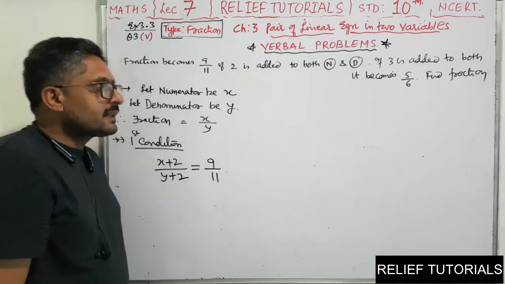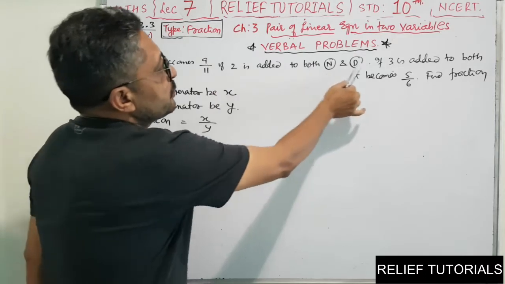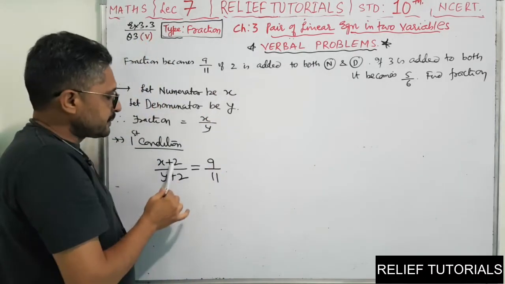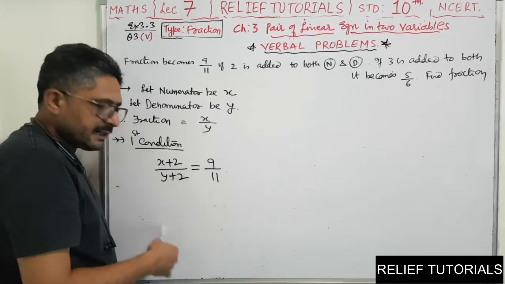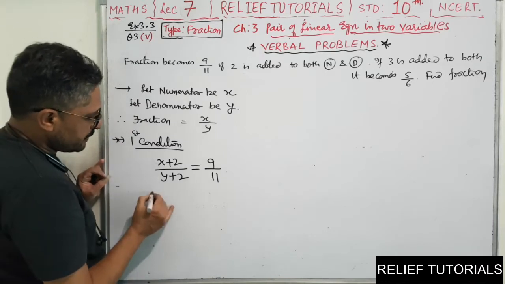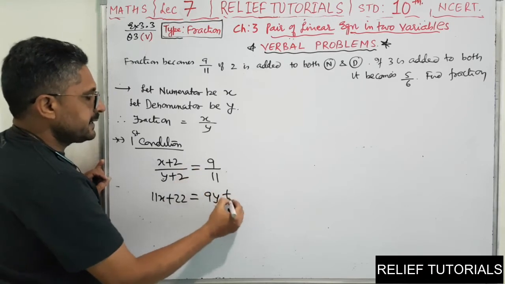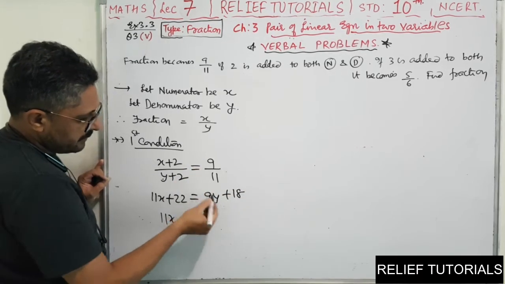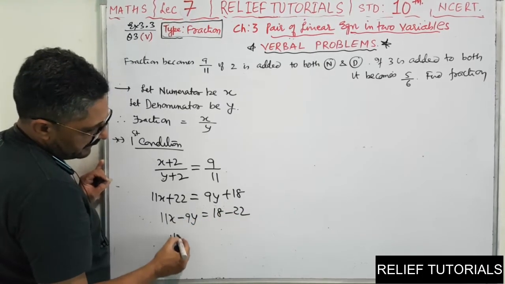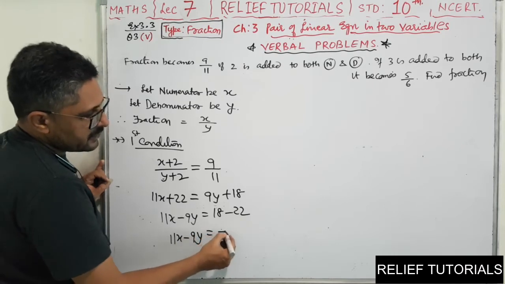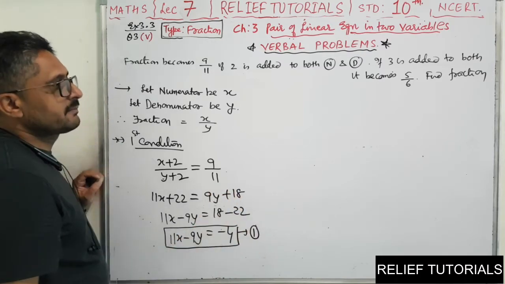Have you got the condition? See, it is mentioned already. Fraction becomes 9 upon 11 if 2 is added to both numerator and denominator. Numerator is x, you add 2, so x plus 2. Denominator is y, you add 2, y plus 2. So the fraction will become 9 upon 11. So we got an equation now. How? Cross multiplication: 11 into x plus 2, so 11x plus 22 is equal to 9y plus 18. So now 11x minus 9y is equal to 18 minus 22. So 11x minus 9y is equal to minus 4. So this we got as equation 1.